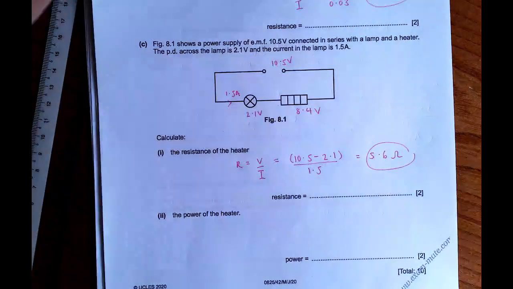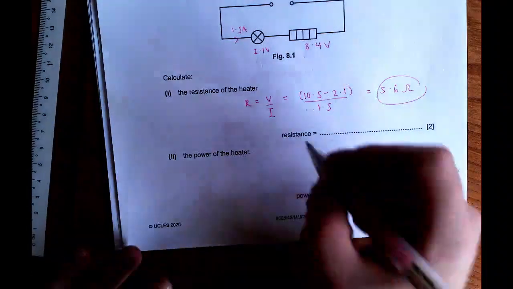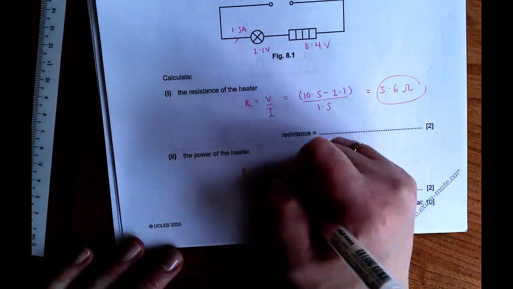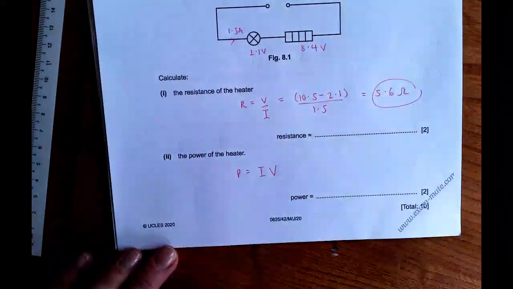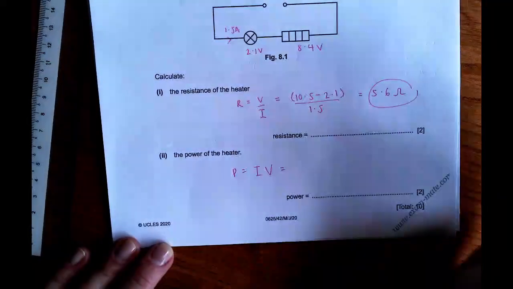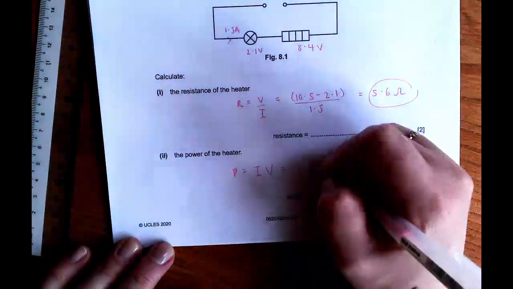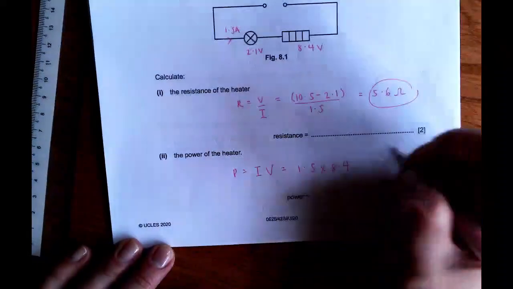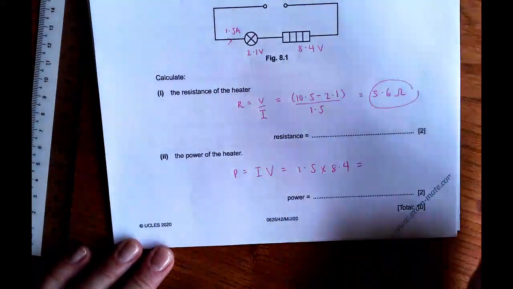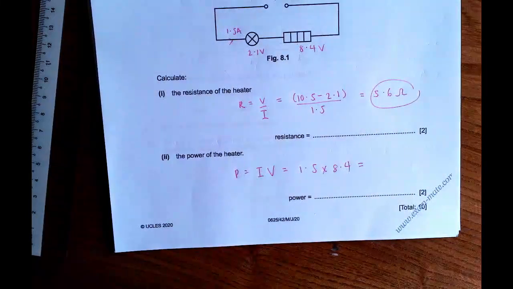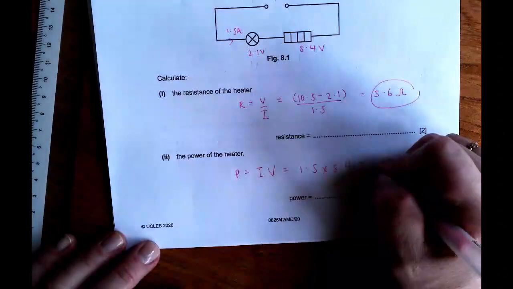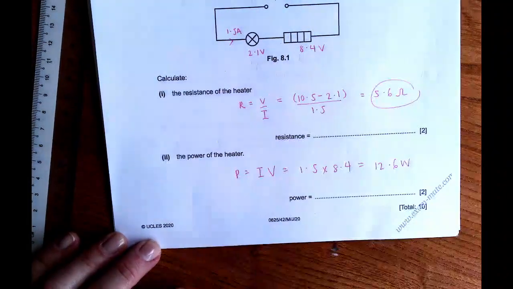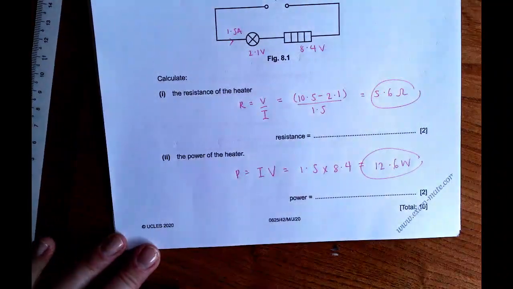And then the power of the heater is just P is equal to IV. Power is equal to current times voltage. So it's the same current as before, 1.5 amps, and this time you're multiplying it by the voltage, which was 8.4, and when you do that, you get 12.6 watts. Don't forget your unit again.